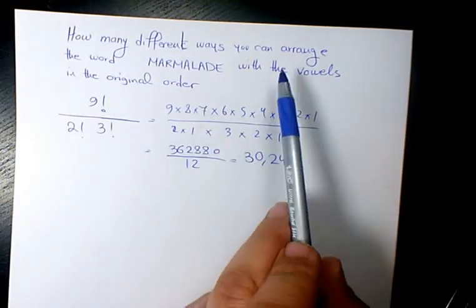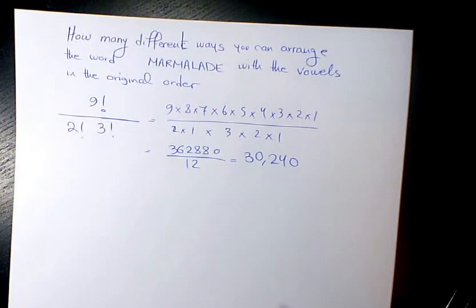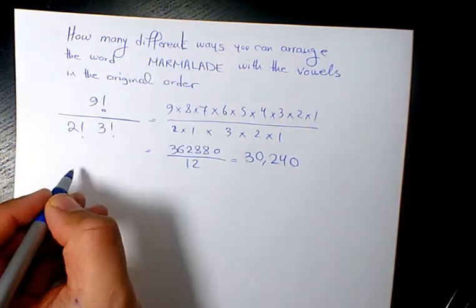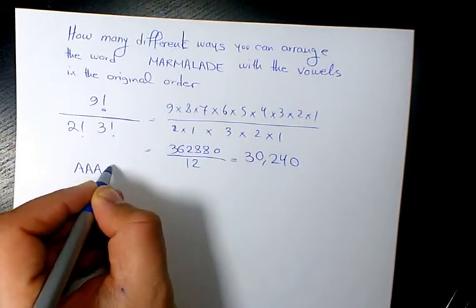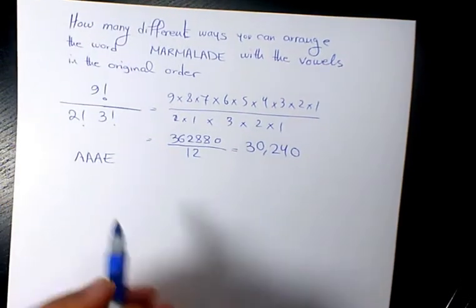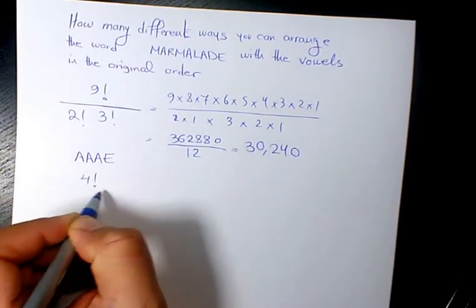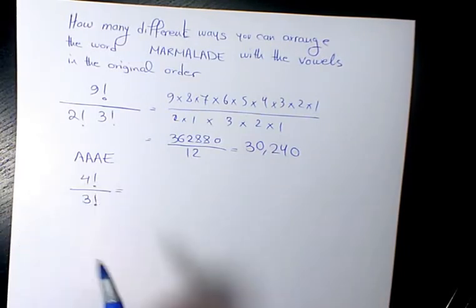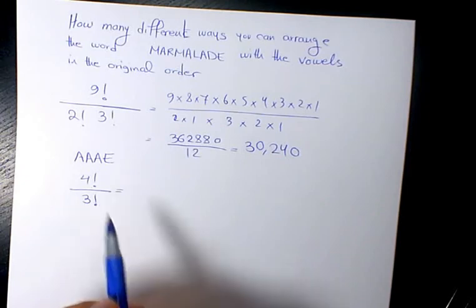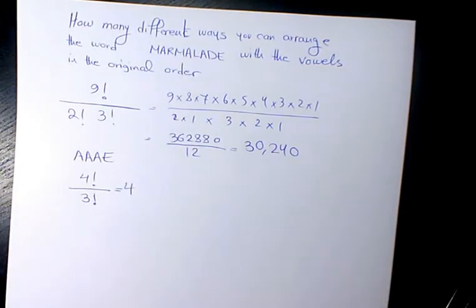But here it says vowels must be in original order. So it means that A, and E at the end. We have 4 letters, 4 factorial, and 3 of them are repeating, so it's going to be divided by 3 factorial. So 4 factorial divided by 3 factorial is going to be just 4.